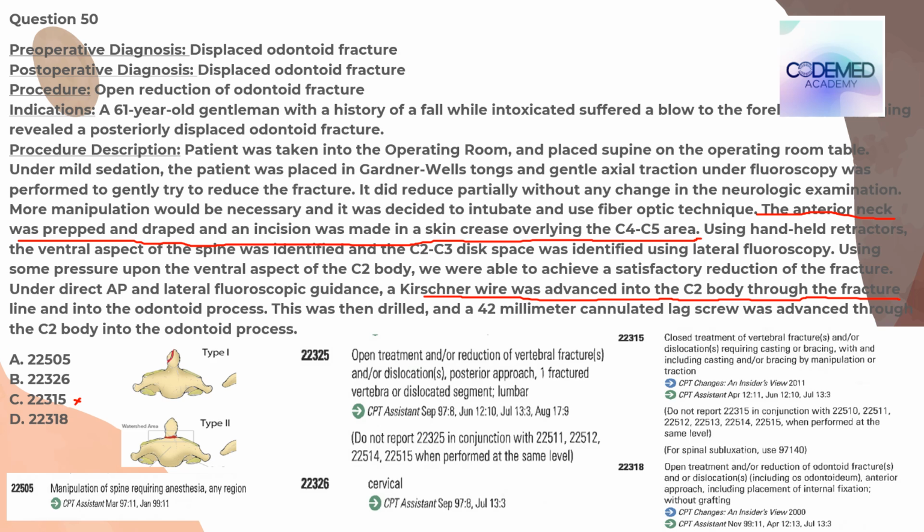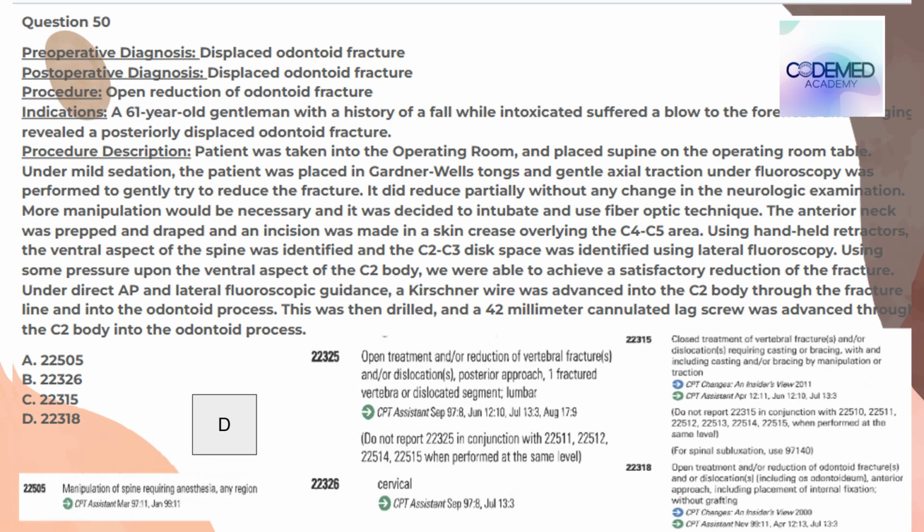There is no manipulation. We are actually treating the fracture. So the two absolutely wrong options we are going to eliminate, and then we will now check the 326 and 318. So after going through the code description, 22318 is the correct option because it does talk about the open treatment of the odontoid fracture.